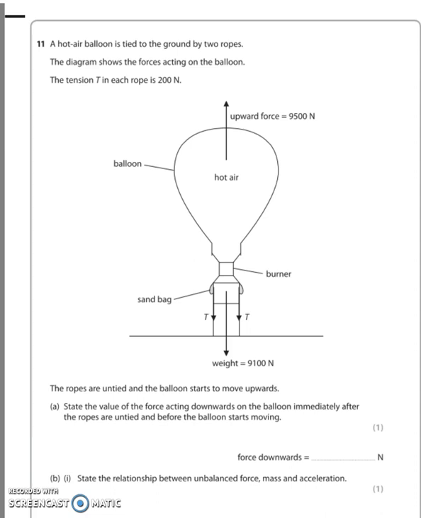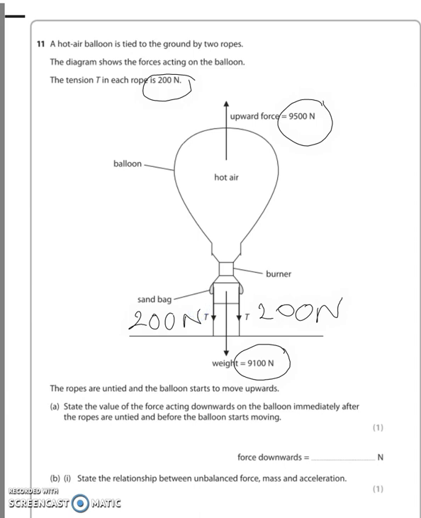It tells you that the upward force is 9,500, and as it's tied to the floor, the weight downwards is 9,100, and the tension in each rope is 200. So you should hopefully notice that the forces are balanced, and we know that because it's not moving. So you have a total of 9,500 down and 9,500 up. Then it says the ropes are untied and the balloon starts to move upwards.